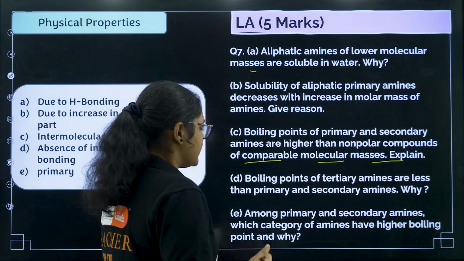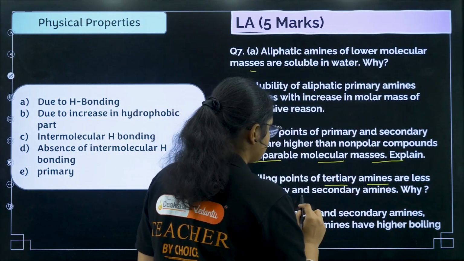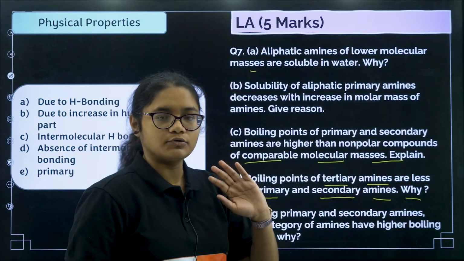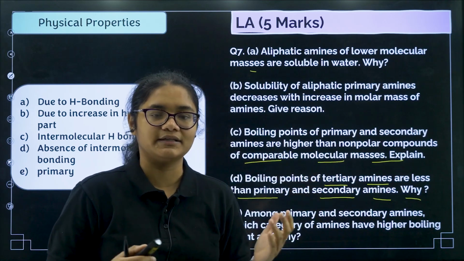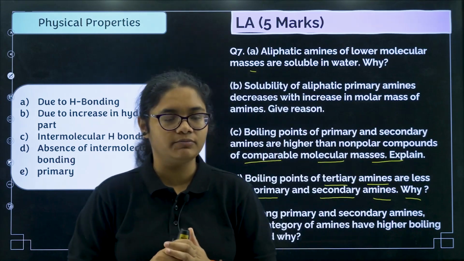Next we have, the boiling points of tertiary amines are less than primary and secondary amines. Why? Tertiary amines do not form hydrogen bonds because they do not have an H to form hydrogen bonds. That is why their boiling point is less, due to the absence of intermolecular hydrogen bonding.